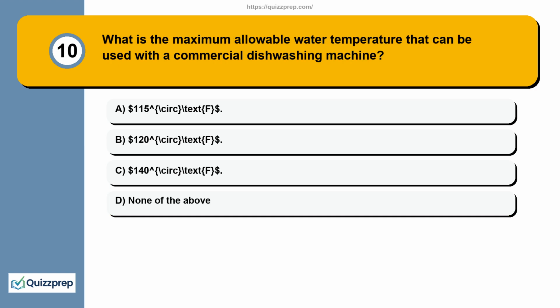Question 10. What is the maximum allowable water temperature that can be used with a commercial dishwashing machine? $115°, $120°, $140°, none of the above.